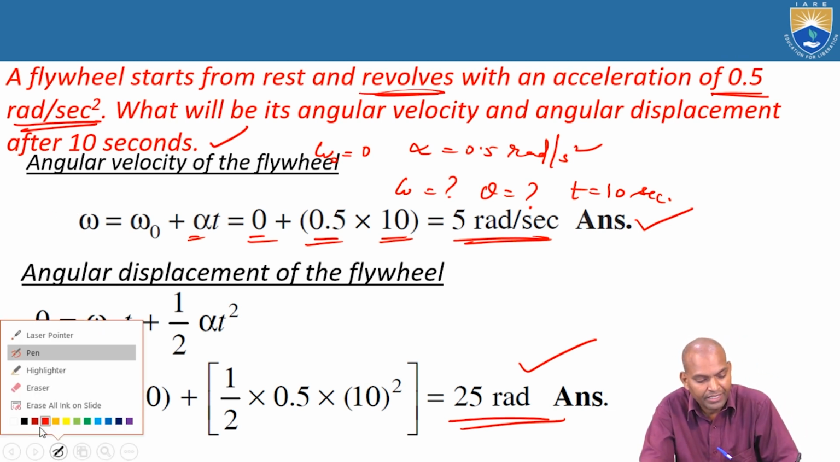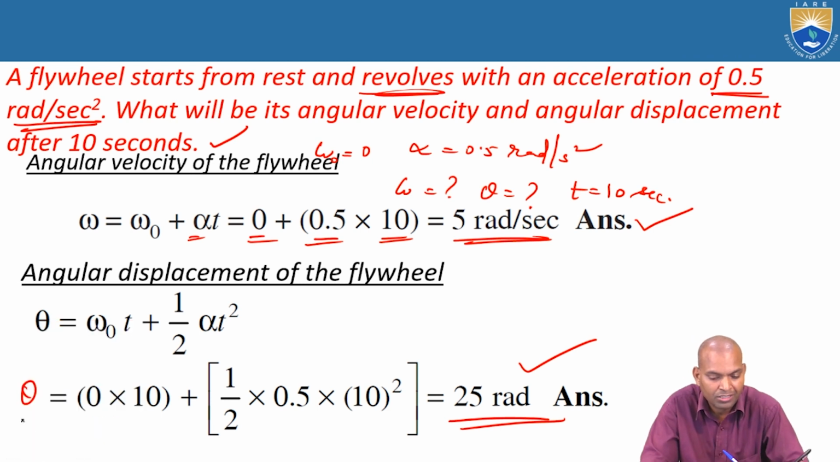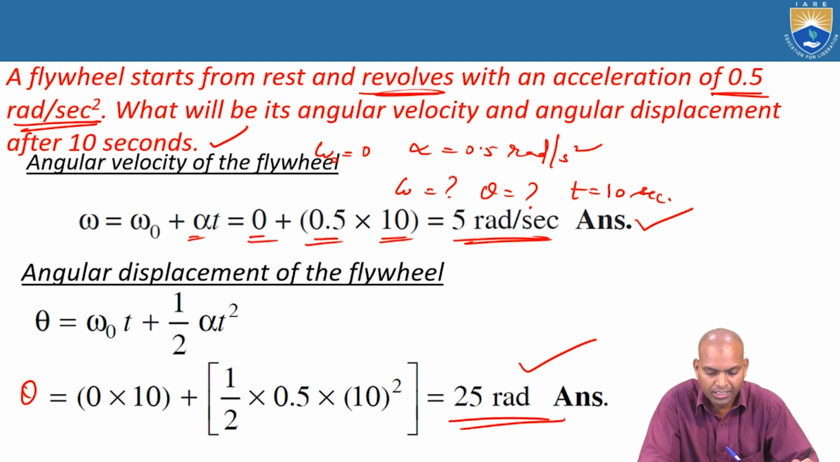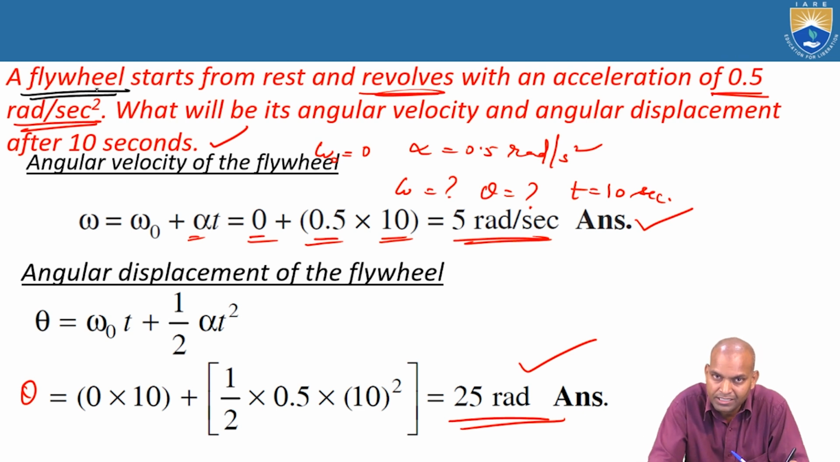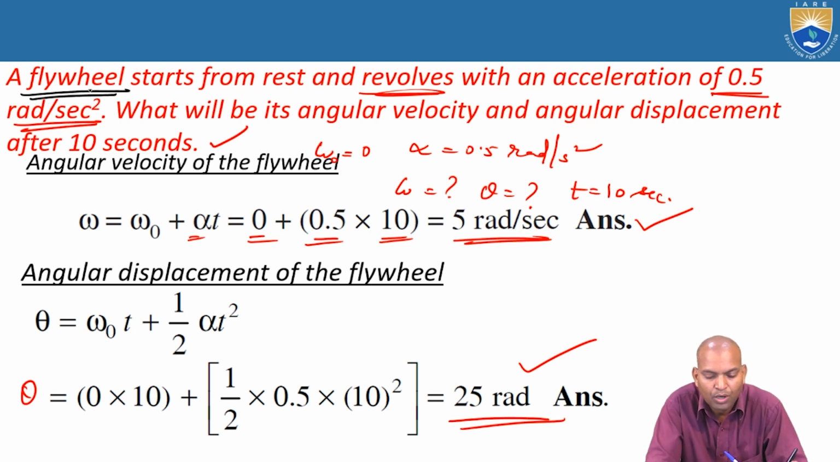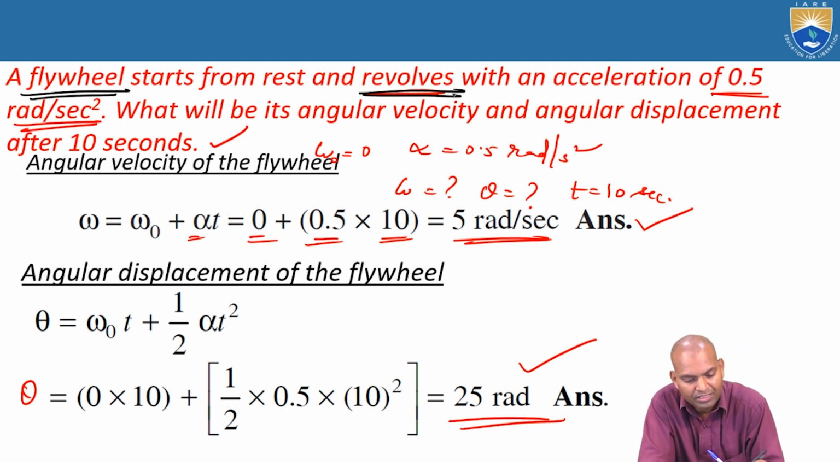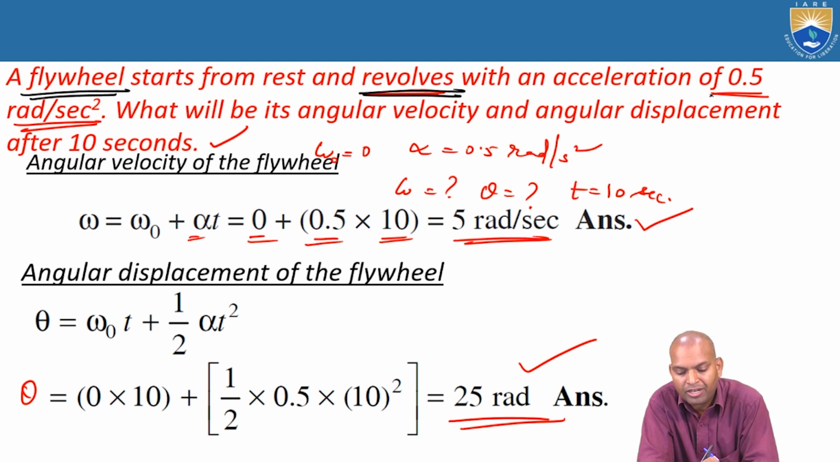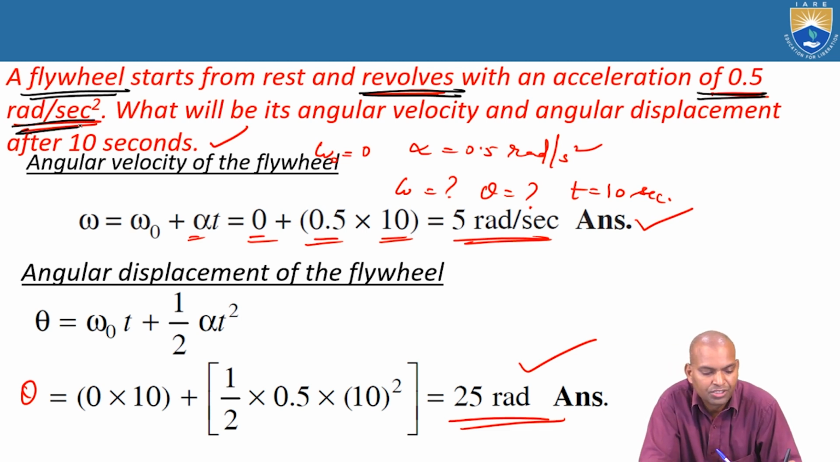So how do we identify whether the problem is related to angular motion or not? There are many clues. First, the term flywheel itself indicates angular motion. Then the term revolving also denotes angular motion. And one more thing: based on the unit for acceleration, it is angular acceleration.